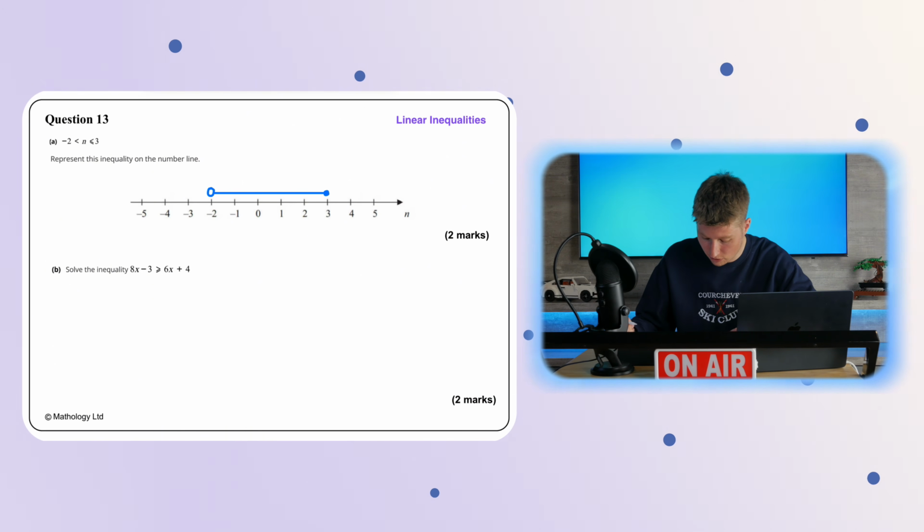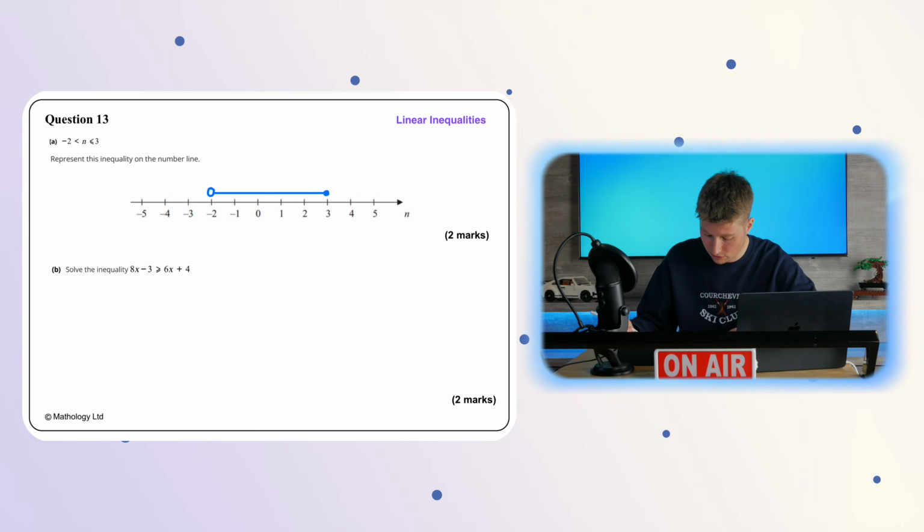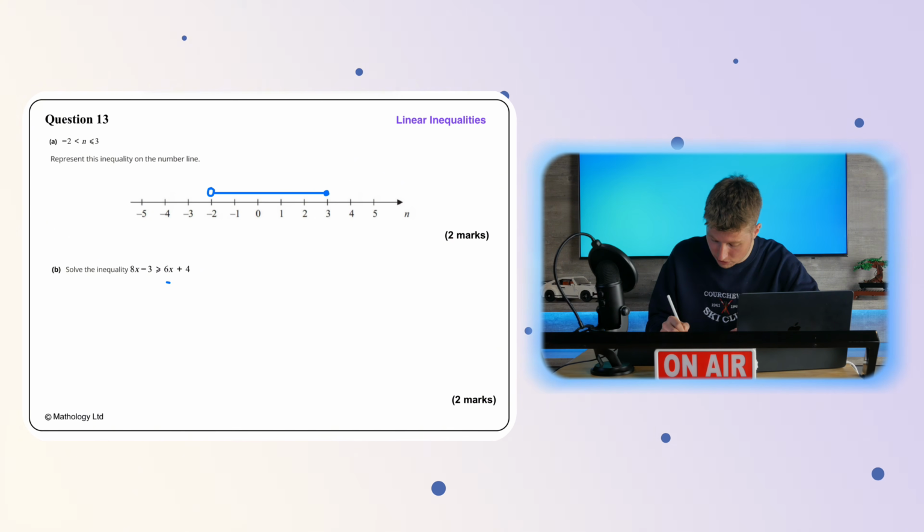Part B says solve the inequality 8x minus 3 is greater than or equal to 6x plus 4. So we need all of the algebra on the left hand side and all of the numbers on the right. So the first thing that we're going to do is subtract 6x from both sides of the equation to give us 2x minus 3 is greater than or equal to 4.